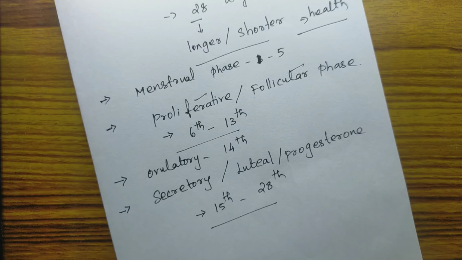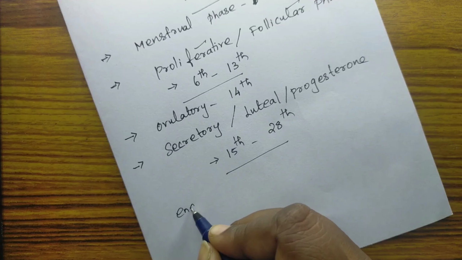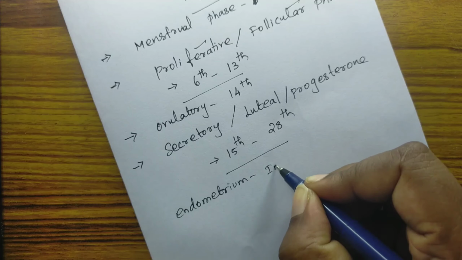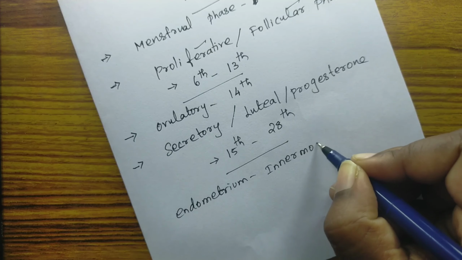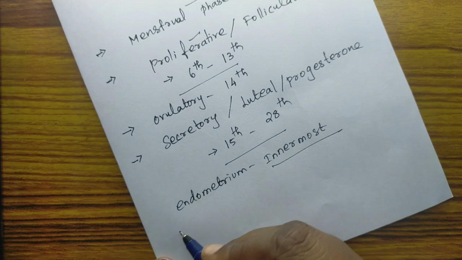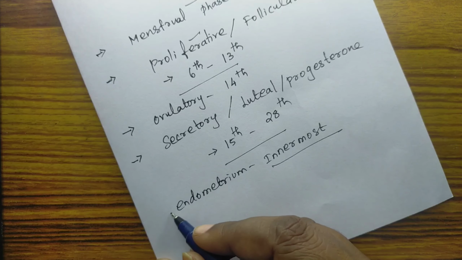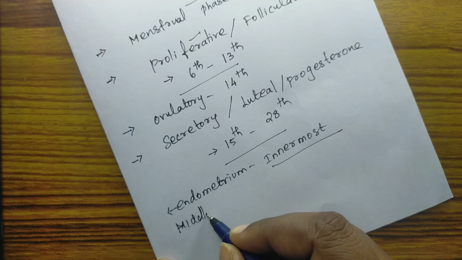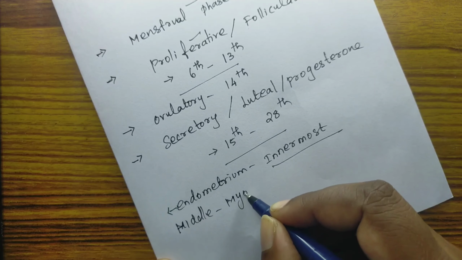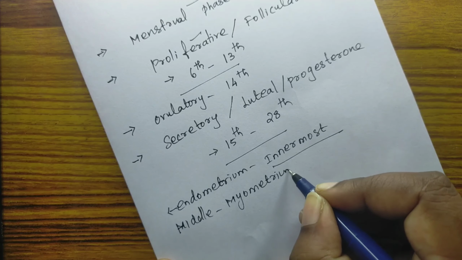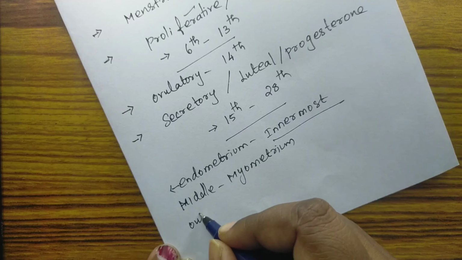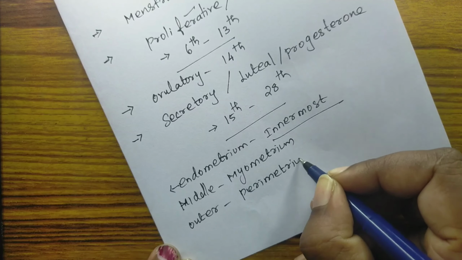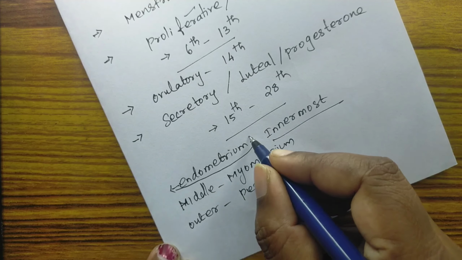So what happens during this menstrual cycle? The endometrium will undergo changes. The endometrium is the innermost layer of the uterus. There are 3 layers in the uterus of a female. The innermost layer is the endometrium, the middle layer is known as the myometrium, and the outermost layer is known as the perimetrium. So during the menstrual cycle, the endometrium will undergo changes.